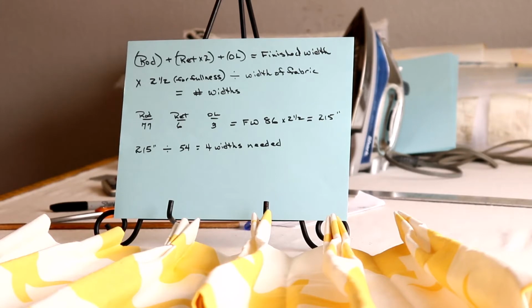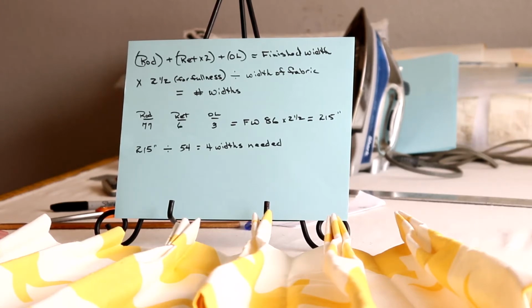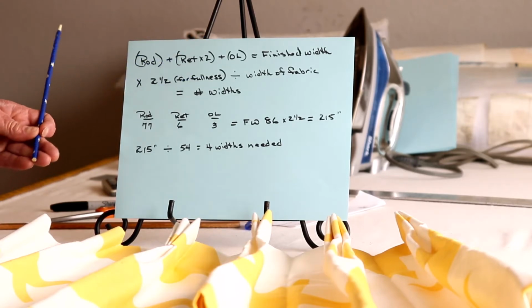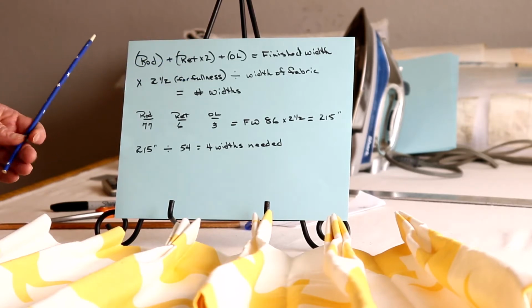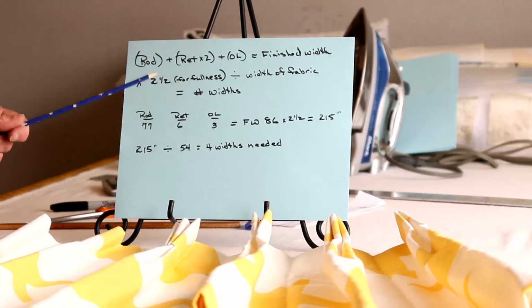Okay, we went over what all of this terminology means, rod, return, overlap, and that. So now I'm going to show you how to take the measurements that we took from the rod and turn them into how much yardage you need. So the formula, I wrote it sort of like an old time algebra problem, so that maybe you could stay with me a little bit better.